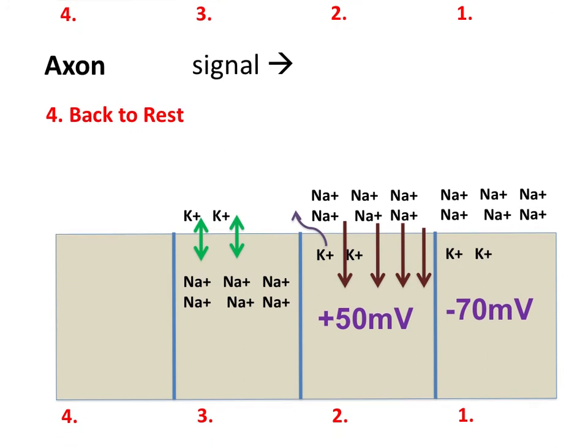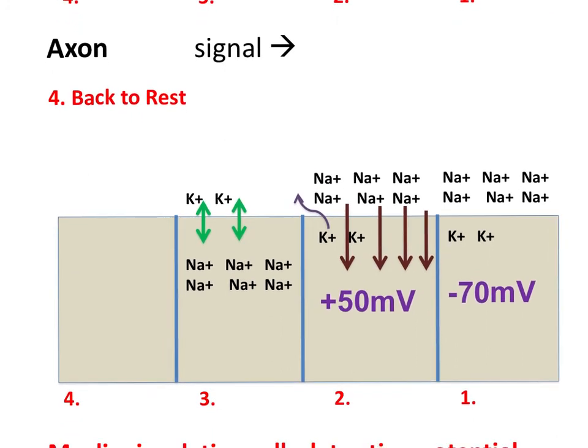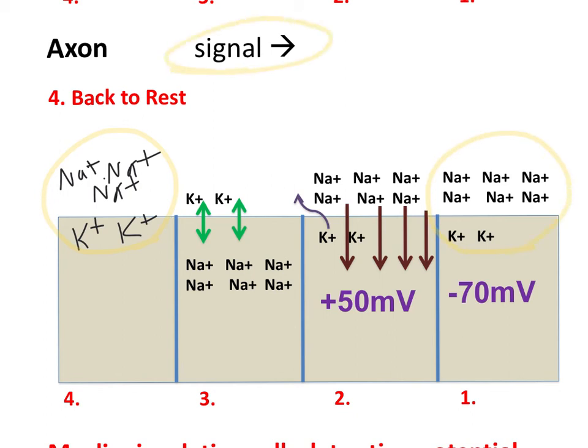Period 4, we are then back to rest. When we are at rest, again, we have all the sodiums on the outside and a few potassiums on the inside. So we have returned back to how the cell was originally. So this is at rest. This is also at rest. My signal has traveled from left to right.